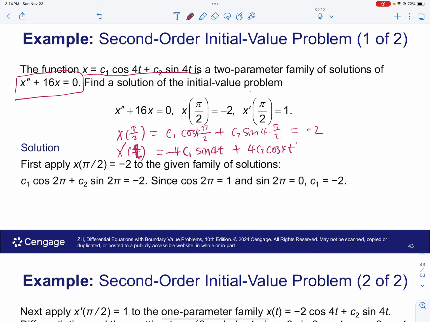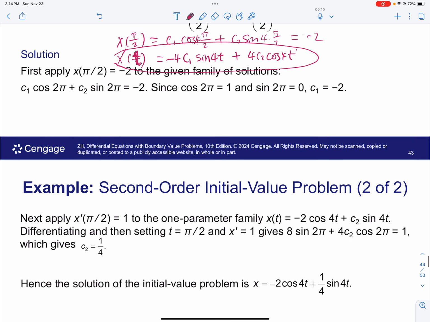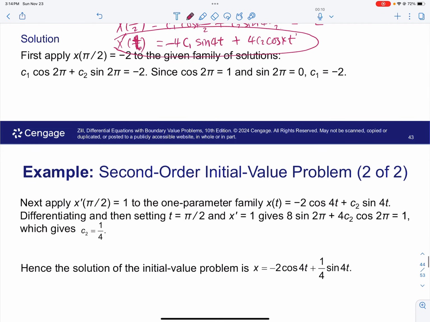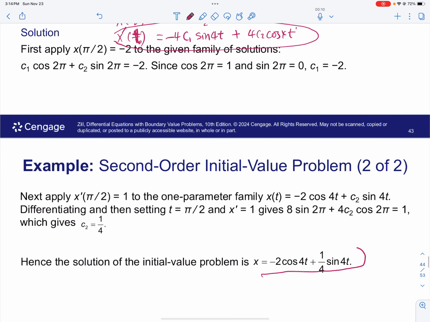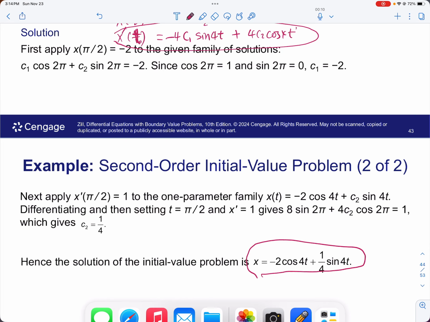So first thing you should find x prime of t, and then substitute, and then get it. Then you can find your c1 and c2. Once you find c1 and c2, you have found a particular solution. You guys with me?